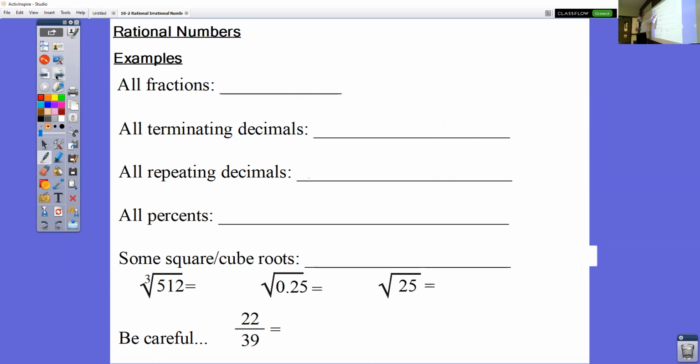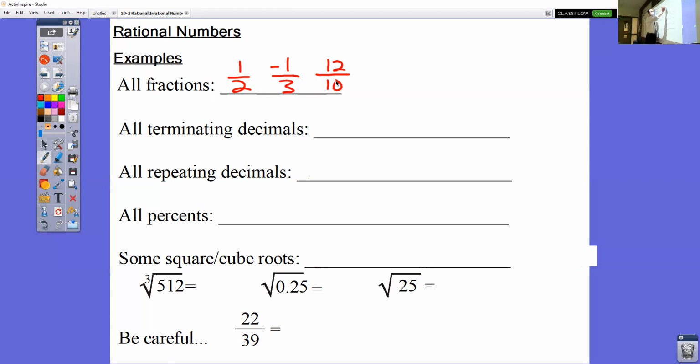Every single fraction that you can think of is rational. So if you had the fraction 1/2, that is a rational number. If you had the fraction -1/3, fractions can be negative, that's fine. You can have an improper fraction where the number on top is bigger than the number on the bottom, like 12/10, right?